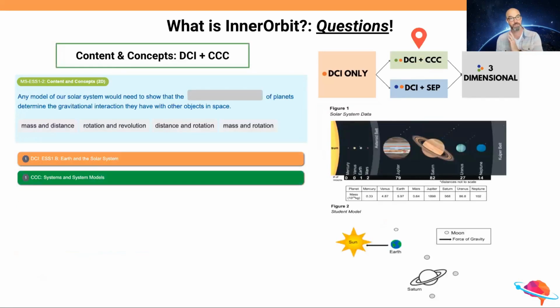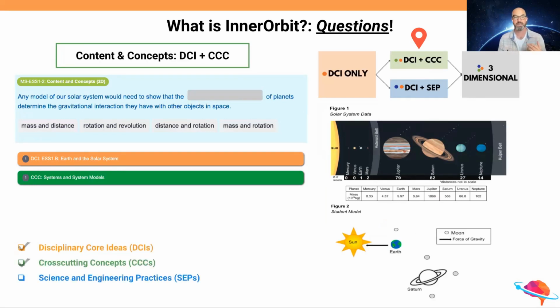And then we can also ask questions about the cross-cutting concept. So this question asks, any model of our solar system would need to show that the blank of planets determine the gravitational interaction they have with other objects in space. So what determines the gravitational interaction and how could we model that? So what are the components of that model and how do those things act together?